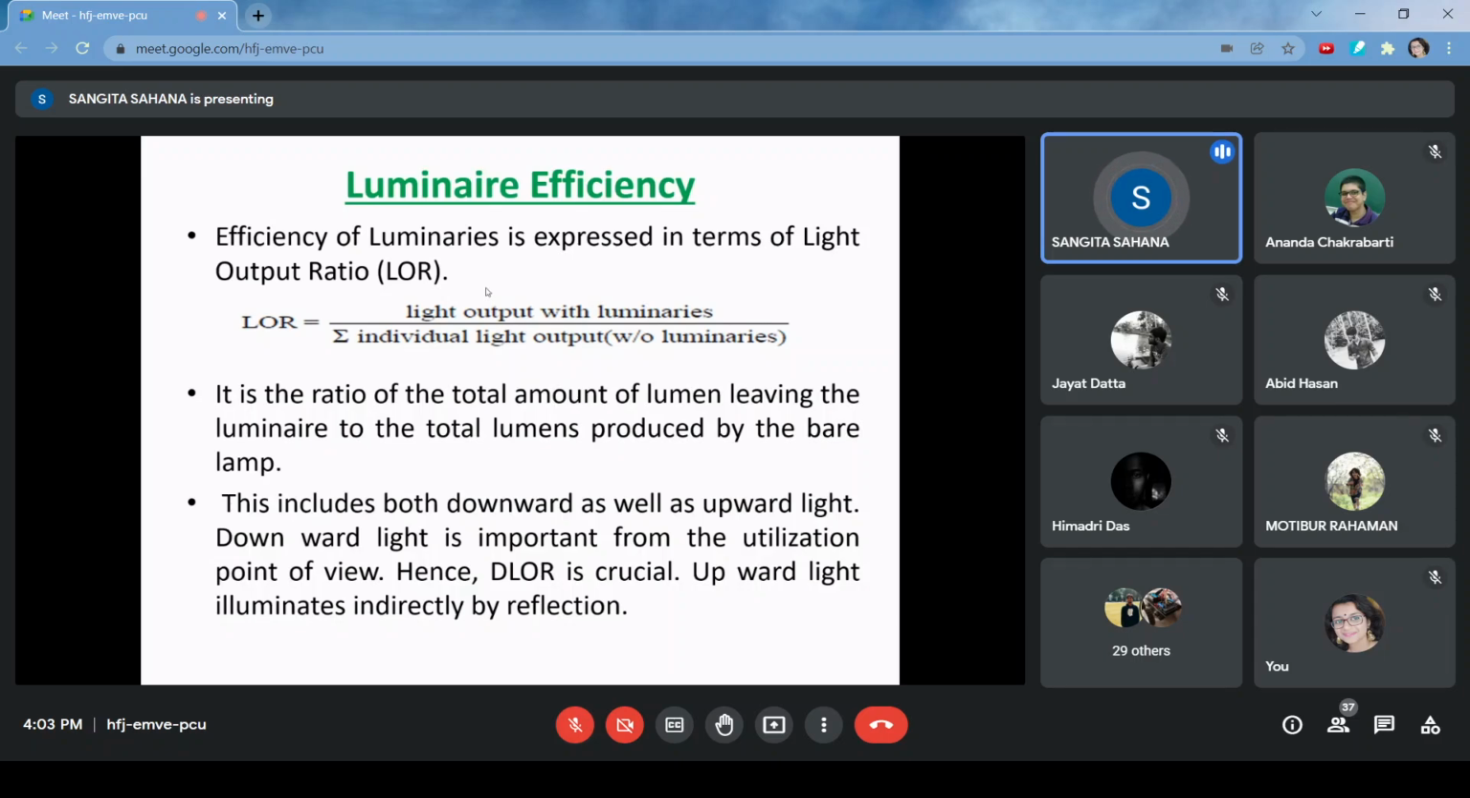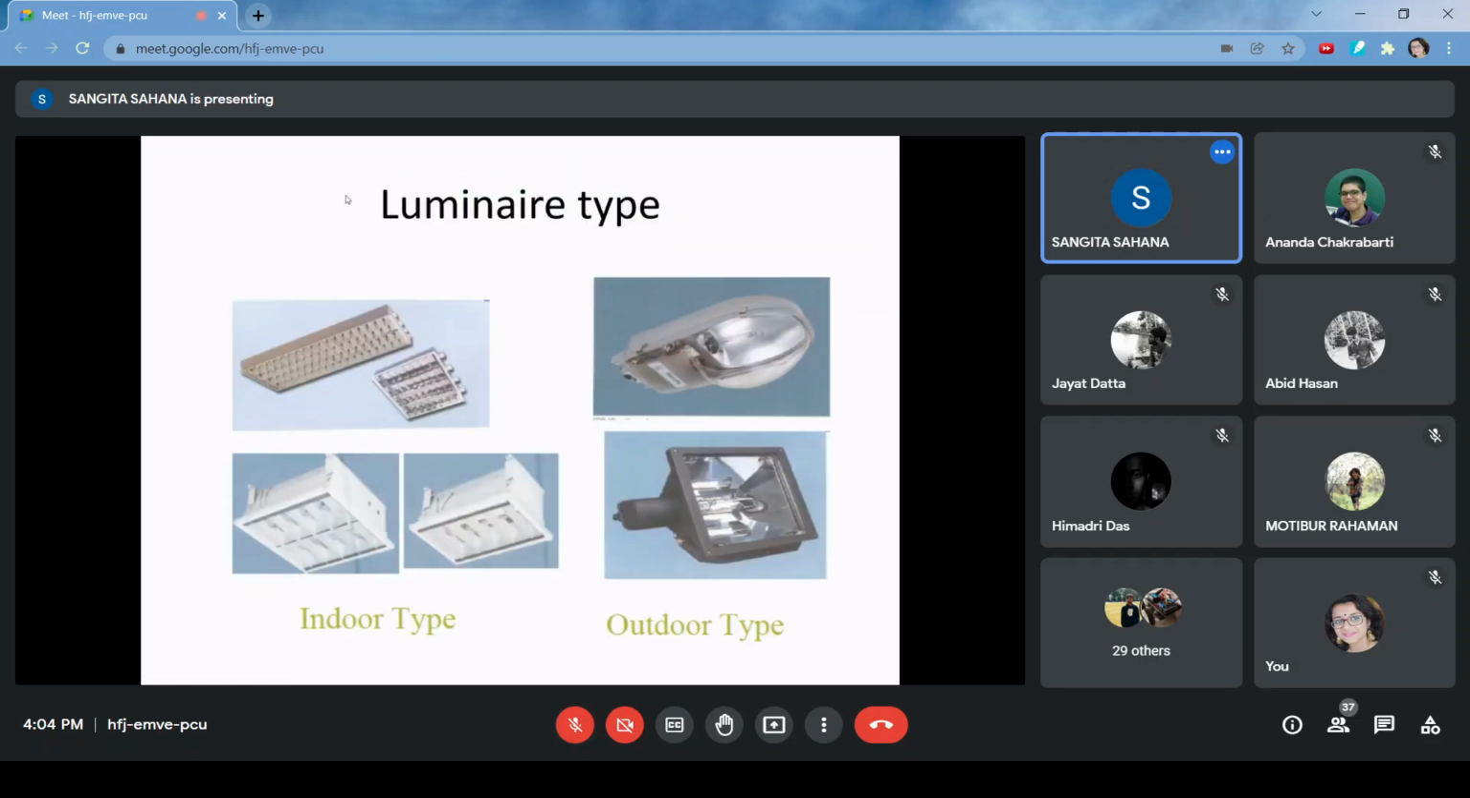So it includes both the downward as well as upward light. Downward light is important from the utilization of the light. If the light goes only upward, that is a total wastage. So that is called upward light output ratio or ULOR. And if it is coming towards the down hemisphere, this is called the DLOR or downward light output ratio. So the DLOR and ULOR, if you add them, we will get the total light output ratio. So DLOR is in the down hemisphere and ULOR in the upper hemisphere.